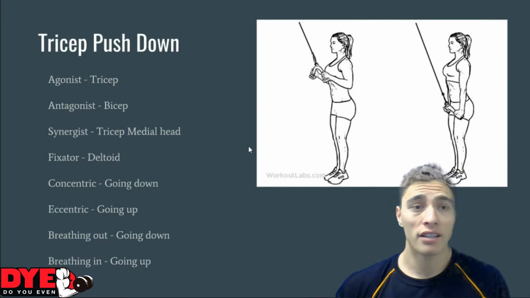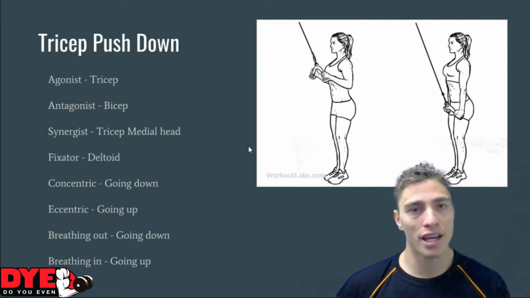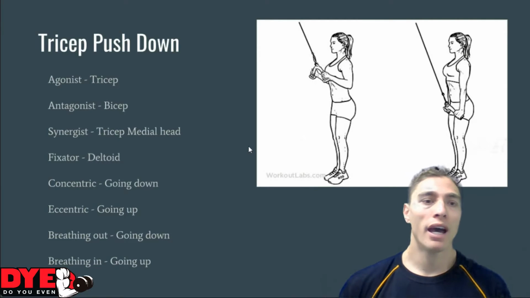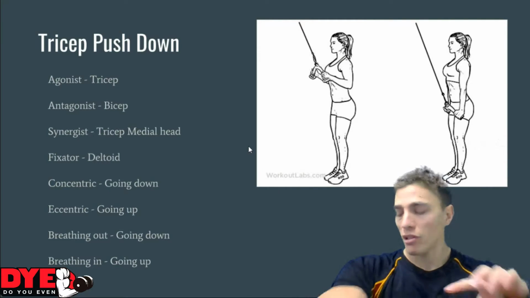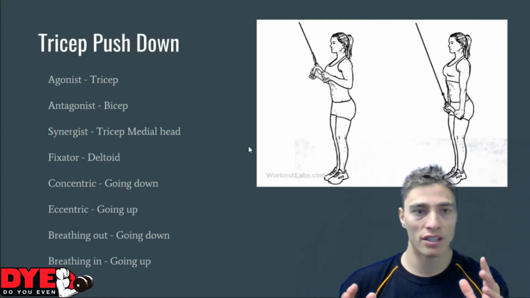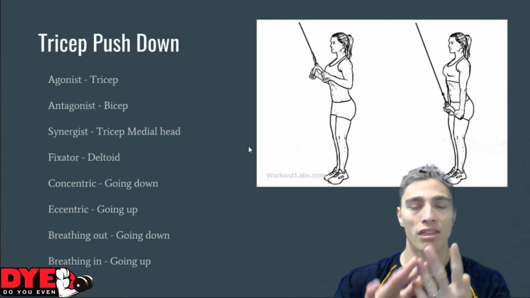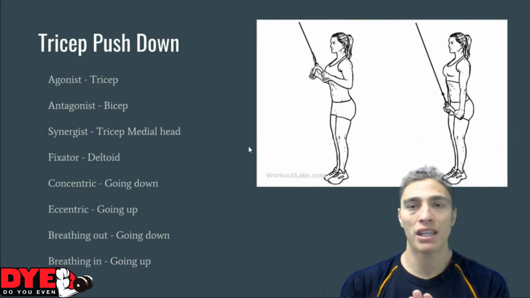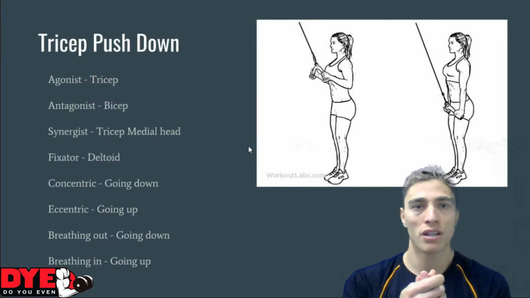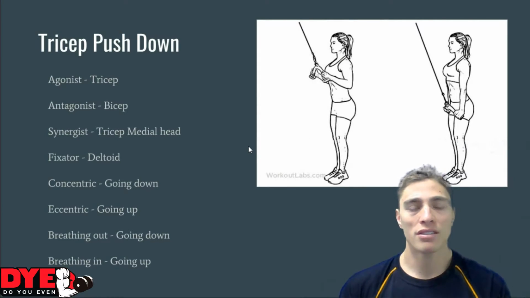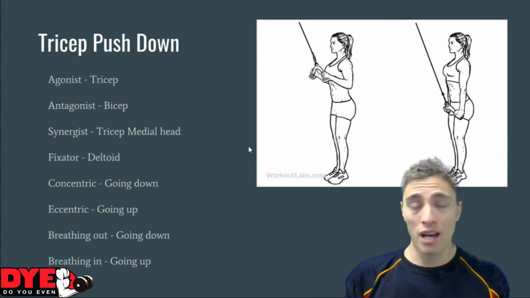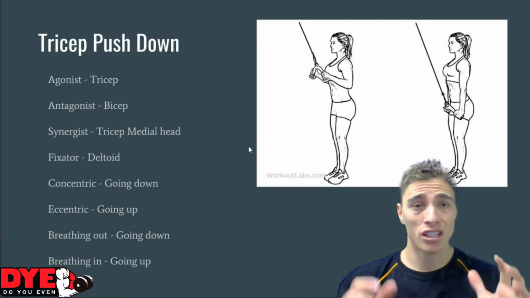Tricep pushdown. Agonist, tricep, it's in the name, straightforward, remember that. Antagonist is the bicep, remember opposites, very, very easy. Synergist, so the tricep medial head. Tricep meaning three, you've got three different heads or parts of the tricep muscle, so the medial head is just one of those heads.